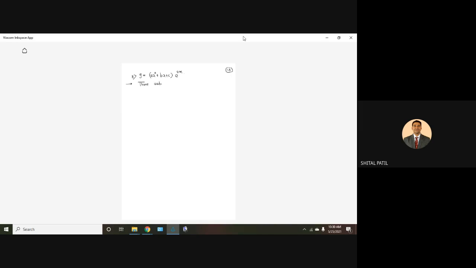Three arbitrary constants. Therefore, we have to differentiate three times. Okay, so see what the first step is. In the previous example, we removed 1 upon x, right?